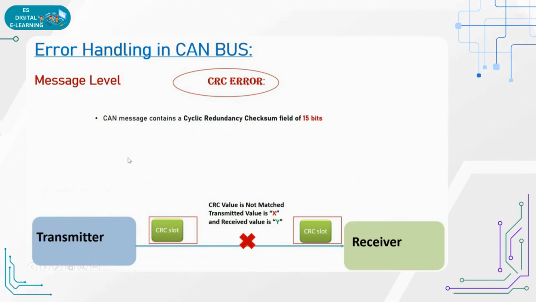As we know, CRC means cyclic redundancy check. The full form of CRC is cyclic redundancy check. The CRC slot has 15 bits of information.